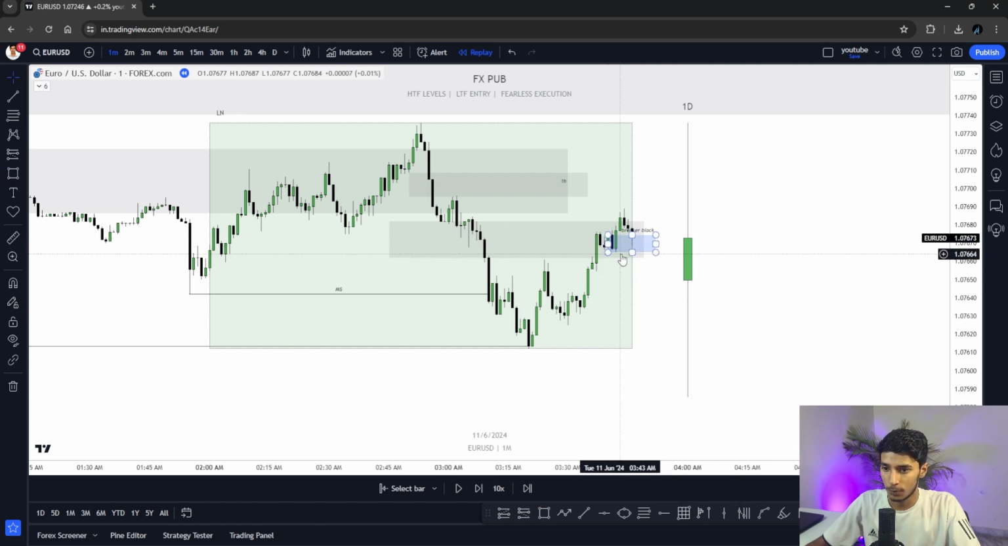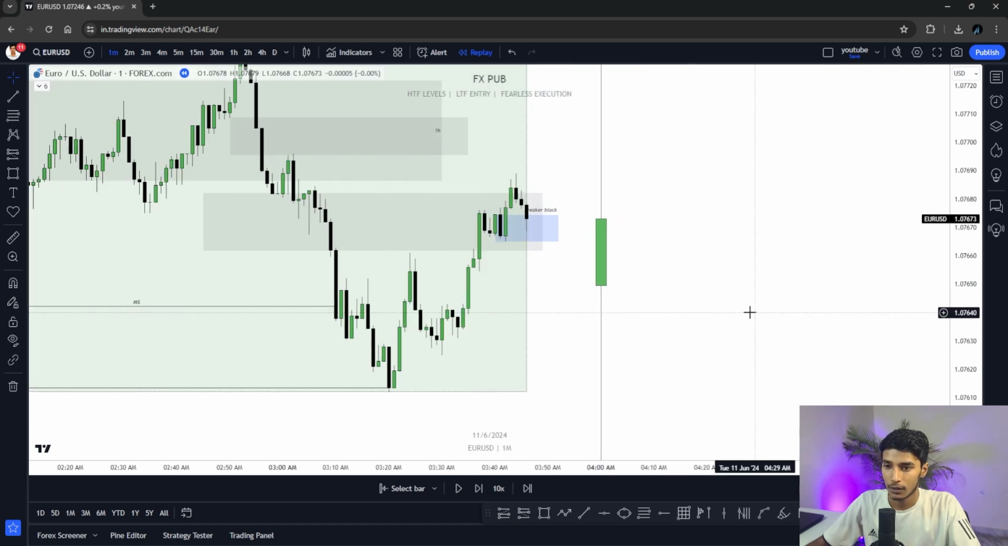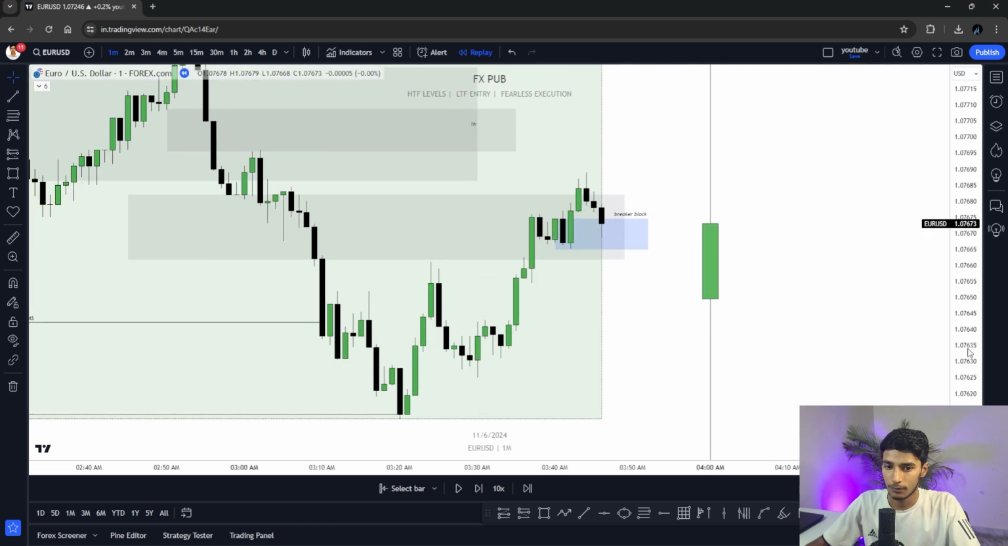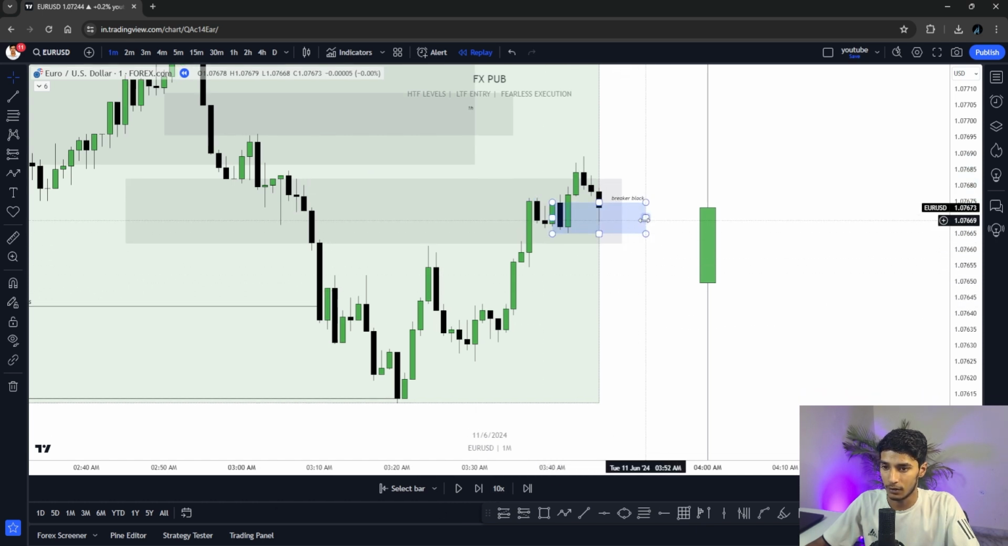If they close below this low, why? I will zoom in and tell you. There is a high that has been swept, and if they close below and retest that, this down close candle, the largest body, would be our breaker block, from where we can expect the bearishness. And it would be amazing if we leave a fair value gap here.